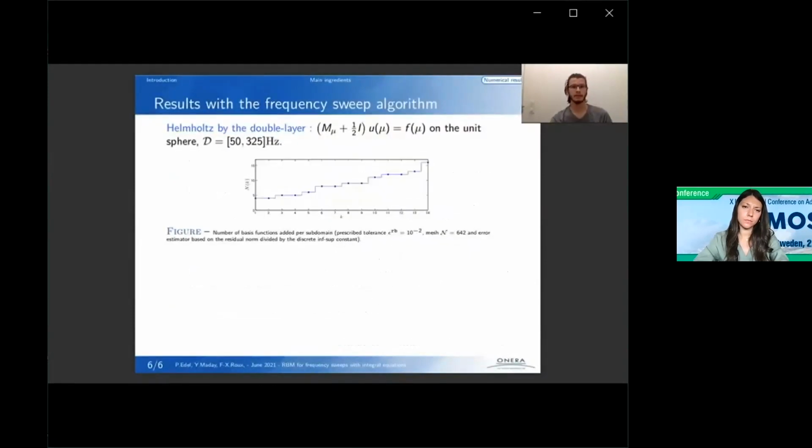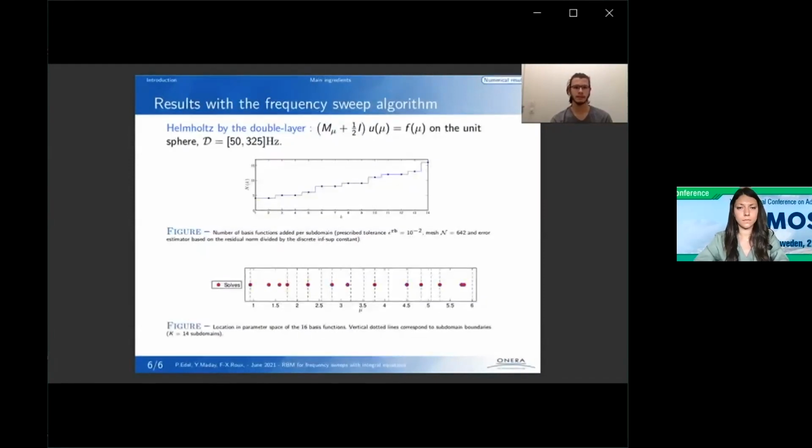To finish with, let me show you some numerical results on a Helmholtz equation solved using the double layer potential. This is an academic problem on the unit sphere. Q has been set to 7, and we found 14 subdomains. On this figure, we have plotted the size of the reduced basis throughout the frequency sweep to reach the prescribed tolerance 10^-2 on the reduced basis approximation error. As we can see here, the reduced basis is progressively enriched as we move from subdomain to subdomain to finally reach a maximal size of 16.